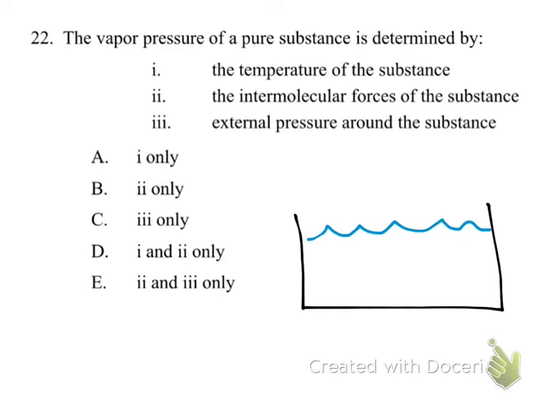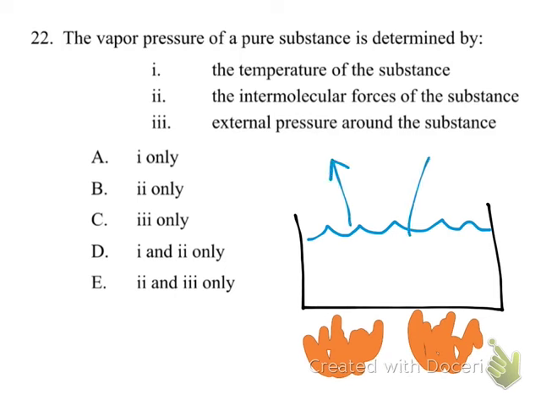The first one says the temperature of the substance. So if we add more heat to the substance, so I'm going to draw a really incredibly realistic fire effect, whoosh, whoosh, etc. Well, we're going to be adding more kinetic energy to our liquid, which means more molecules will start escaping into the gaseous phase. More molecules escaping into the gaseous phase means we're looking at a higher vapor pressure. So this first one is true.